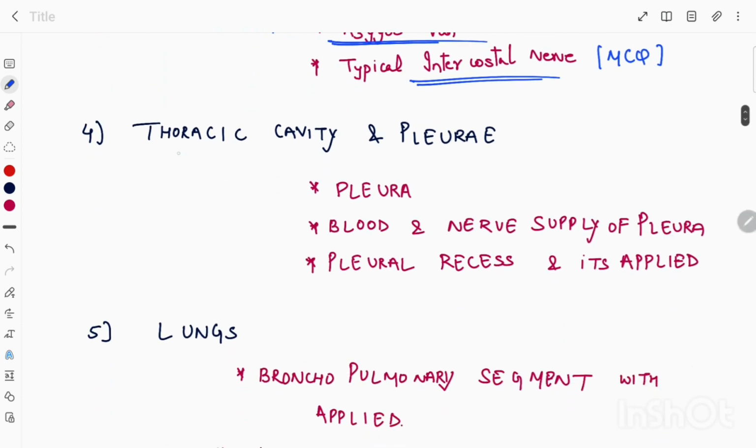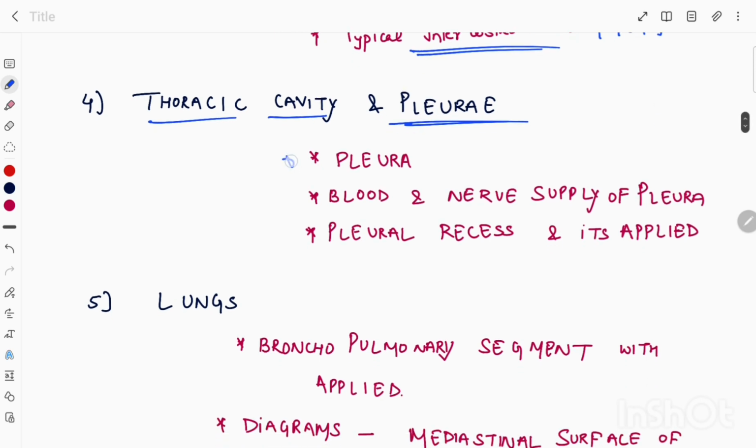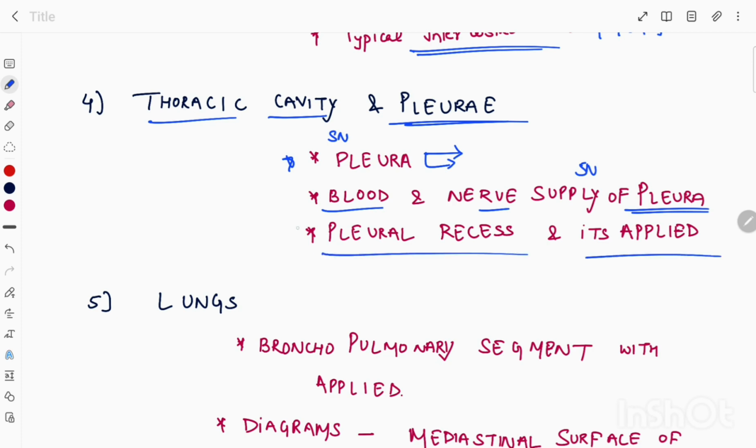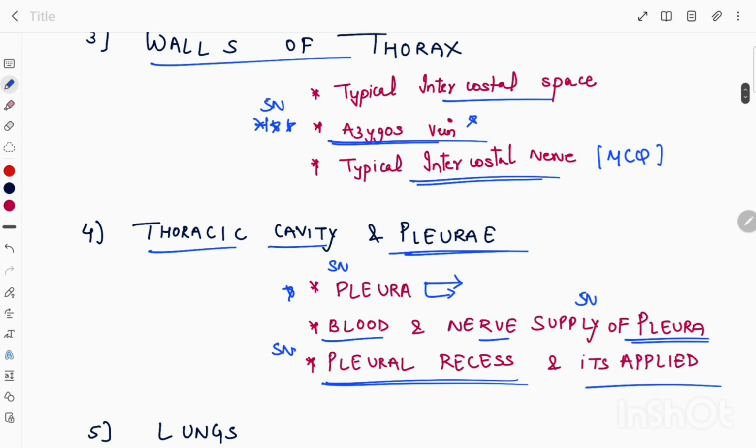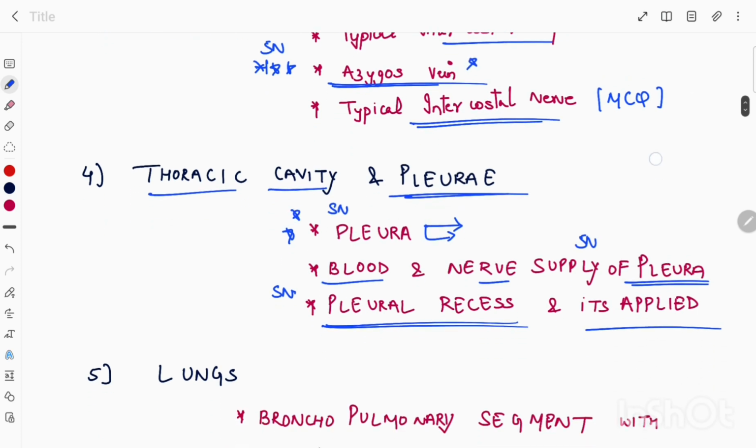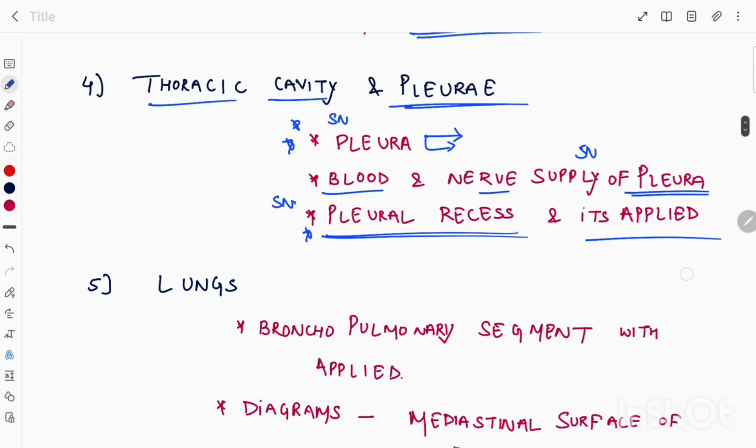Then the fourth chapter, that is thoracic cavity and pleurae. Pleurae are very important. Both types of pleurae, you should prepare a short note on the pleurae. The blood and nerve supply of the pleura are also important. You can get a short note on this also. Then there is the pleural recess and its applied aspects. This is very important. A short note can come on the pleural recess. If we see, the azygous vein is a must, pleurae are a must, and its recesses are also a must question.